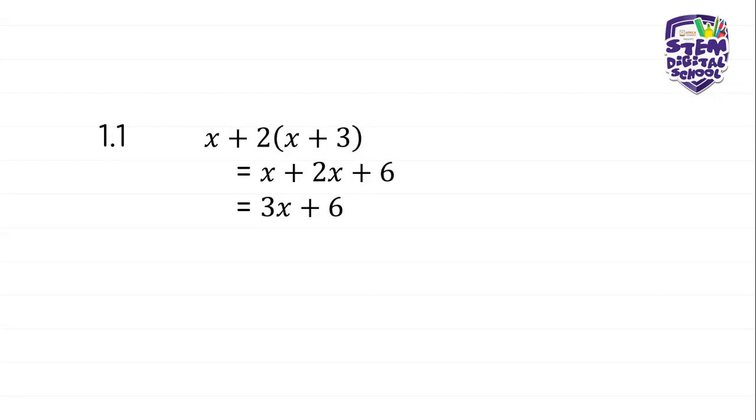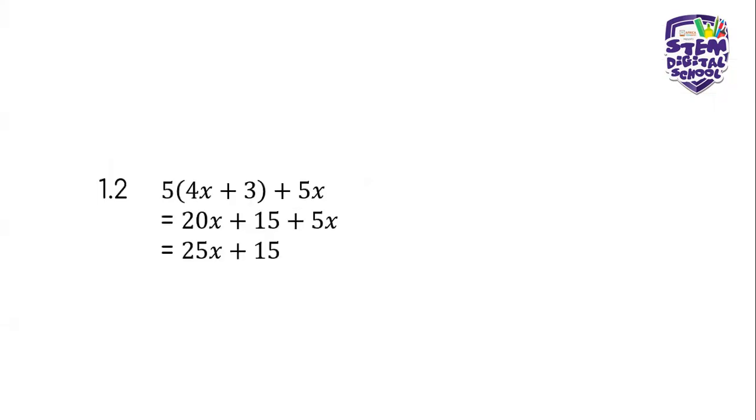So from there, you just collect the like terms. Remember, the like terms in this case are x and 2x. So if you add them together, you'll be able to get 3x. So it's 3x plus 6. That is our answer there. And then the next one.